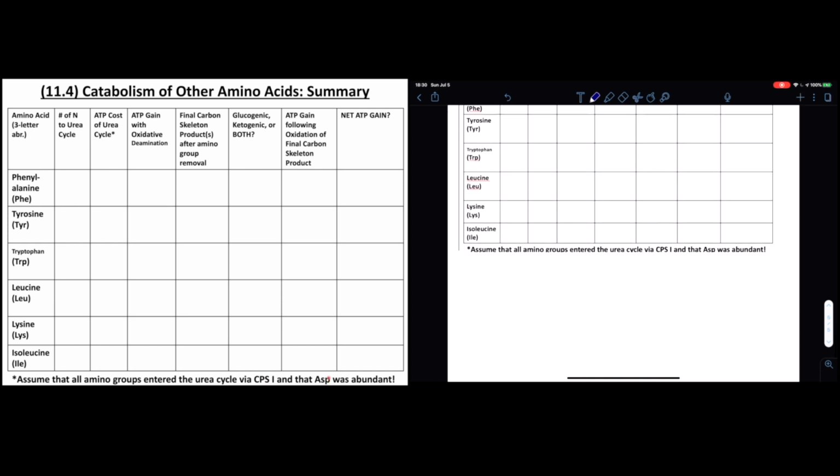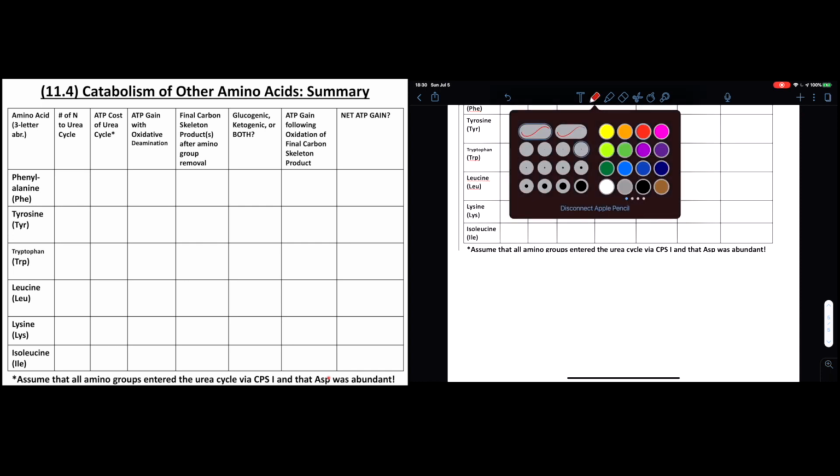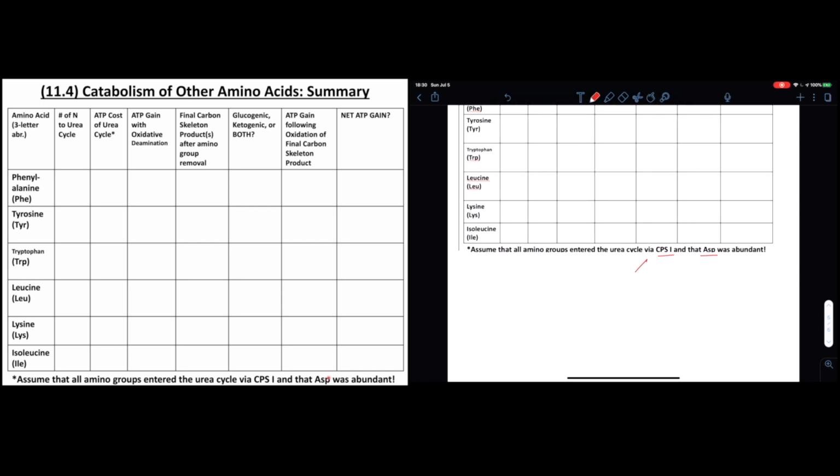So because of this, we're going to again know that we have to use CPS1 over here, which is going to be -2 ATP. We're going to use argininosuccinate synthetase, which is -2 ATP equivalents, and we have fumarate produced, which is +2.5 ATP. So the net is going to be -1.5 ATP per nitrogen. Okay.